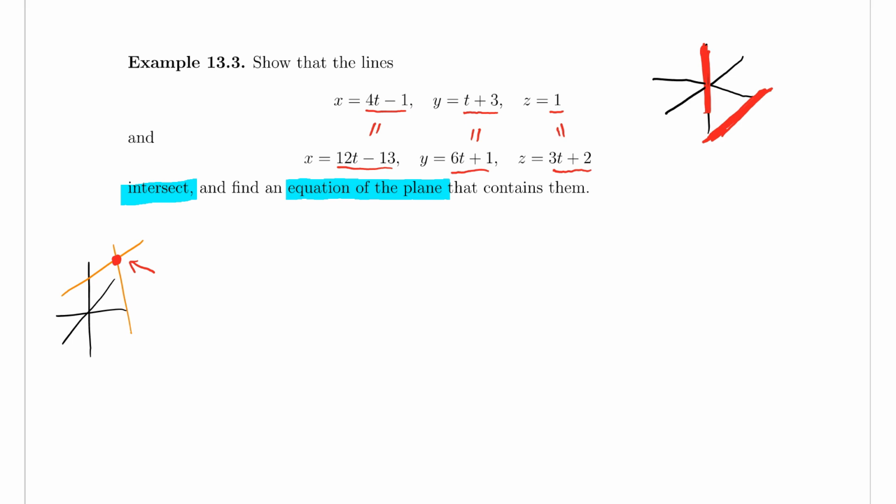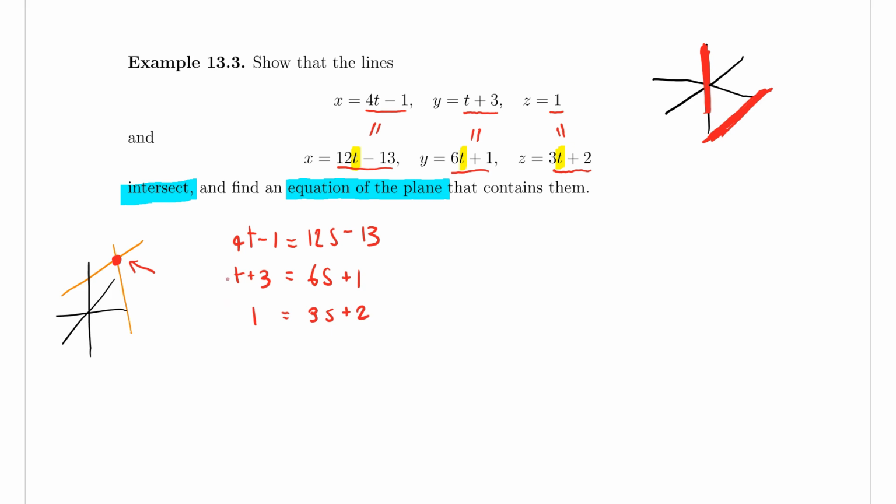However, I'm going to have to change one of the variables to another name, because the t in the first equation is not necessarily equal to the t in the other equation. So if I write this into 3 equations, let me change the t's in the parametric equations below to s. The x-coordinates give 4t minus 1 equals 12s minus 13, then t plus 3 equals 6s plus 1, and then 1 equals 3s plus 2.